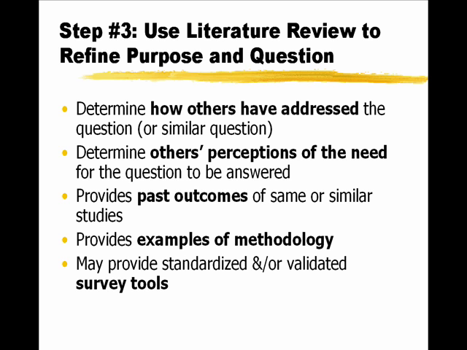So we want to use a literature review to determine how others have addressed a question or similar question. Makes sense? If somebody's already done some research on this, we want to see what has been found by others. We want to determine others' perception of the need for the question to be answered. What's perception of others? Because that's what survey research really is, perception. We want to provide past outcomes of same or similar studies.